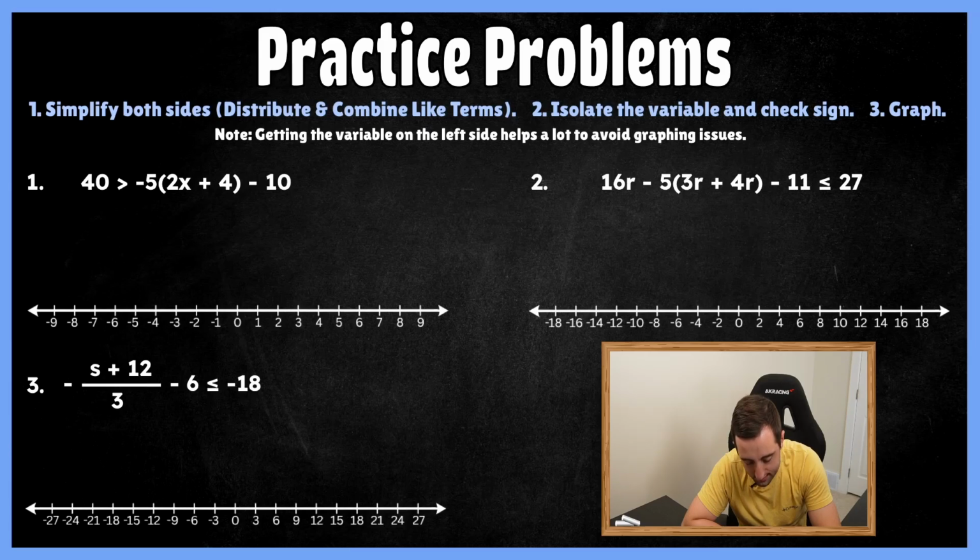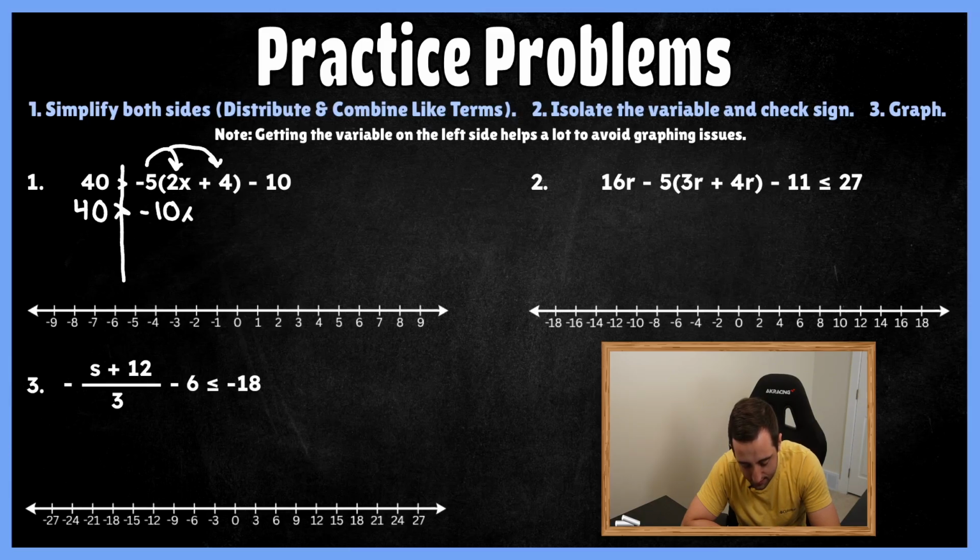So I'm going to draw that line separating the left and the right side. And I notice right away that we have distributive property. You can't combine what's in parentheses. Those aren't like terms. So we have no choice but to distribute this negative 5 here. So I'm going to leave everything else the exact same. We have 40 is greater than negative 10x minus 20. And then I'm going to bring down that minus 10. Then after that, distributive property is done.